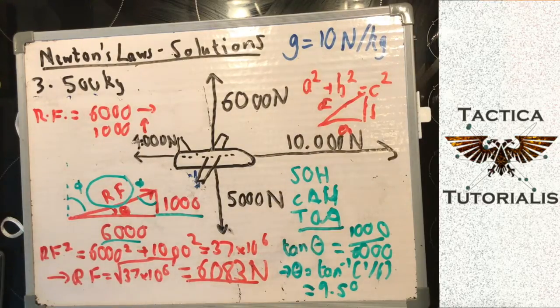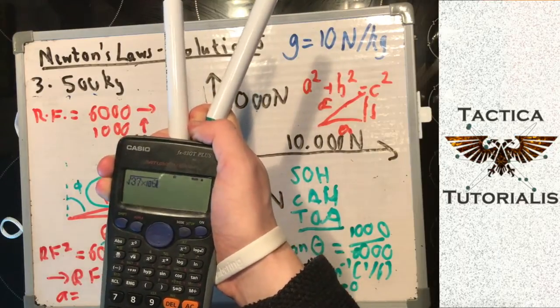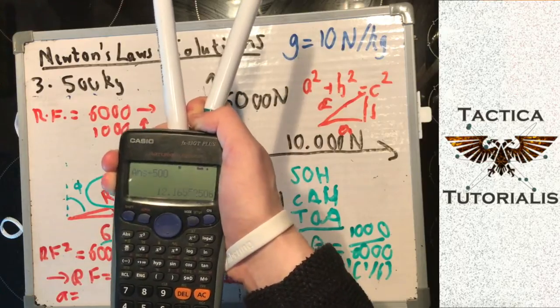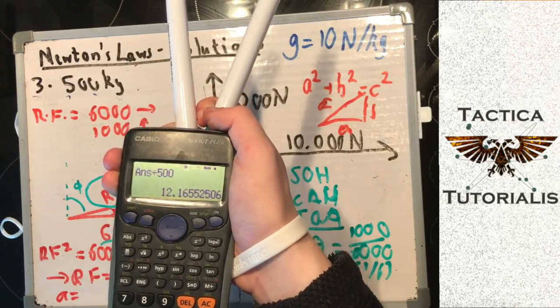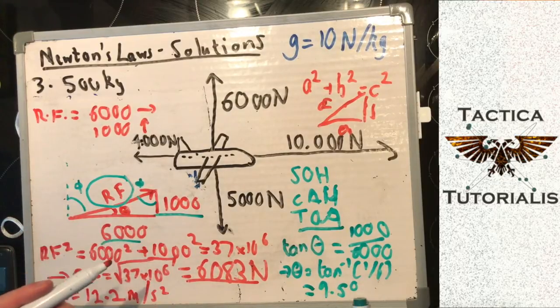So the acceleration, therefore, A, is equal to 6,083 divided by 500. I'll just put that back in. And now divide that by 500. So the acceleration is 12.2. Now I've rounded a bit arbitrarily there, but we'll say that I've gone with that. 12.2 meters per second squared at an angle of 9.5 degrees to the horizontal.